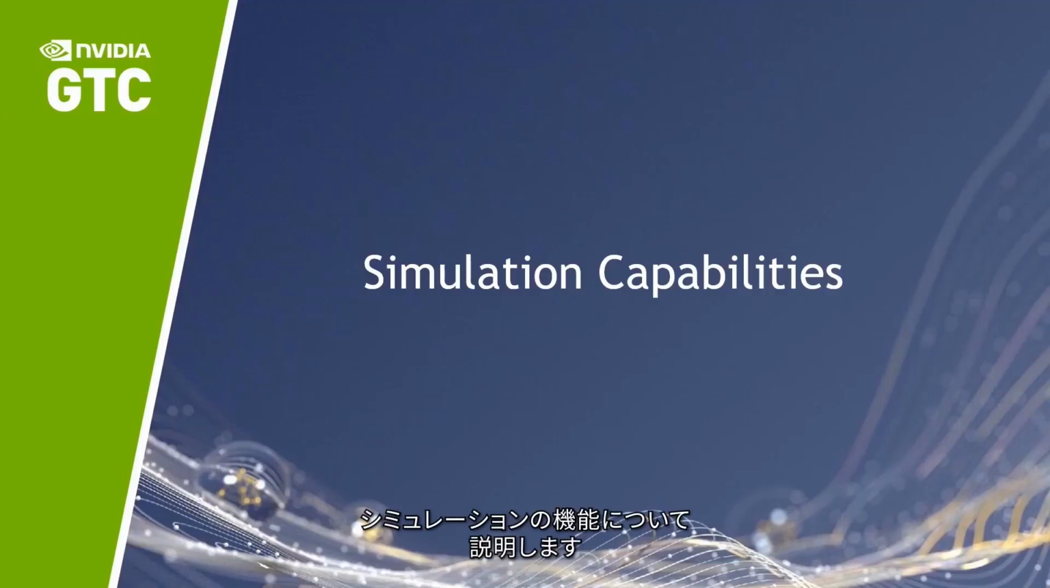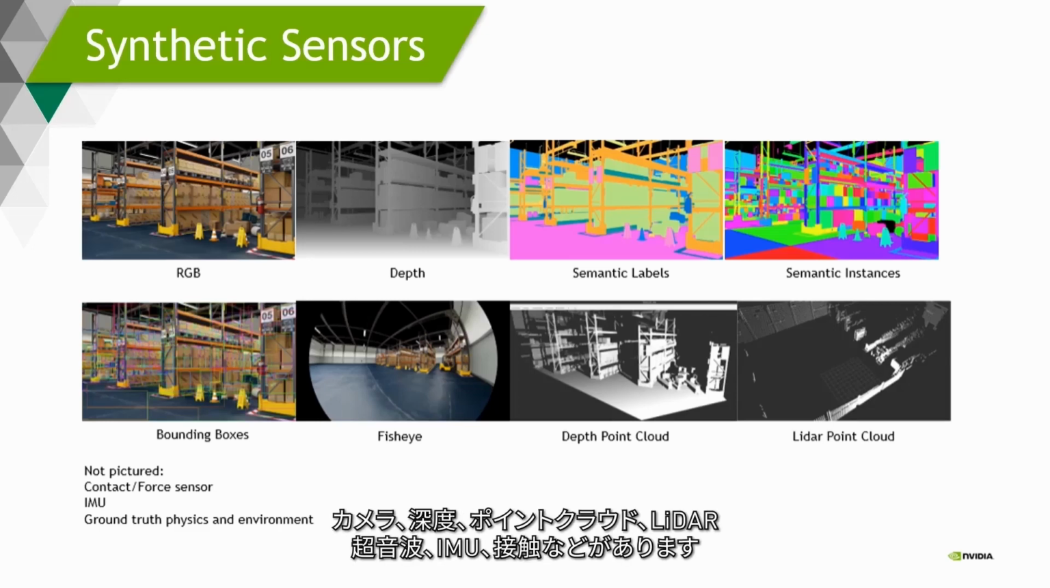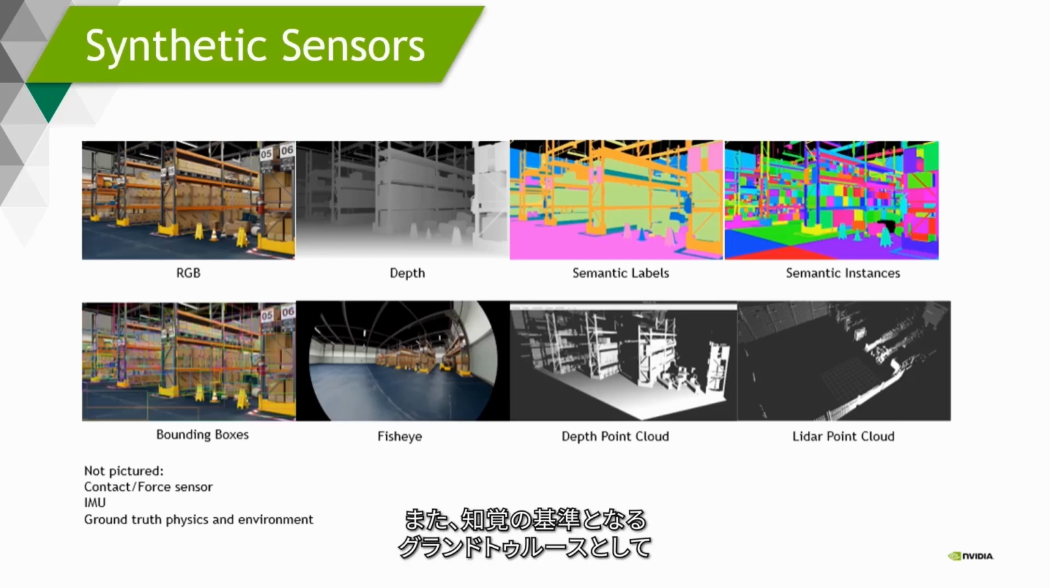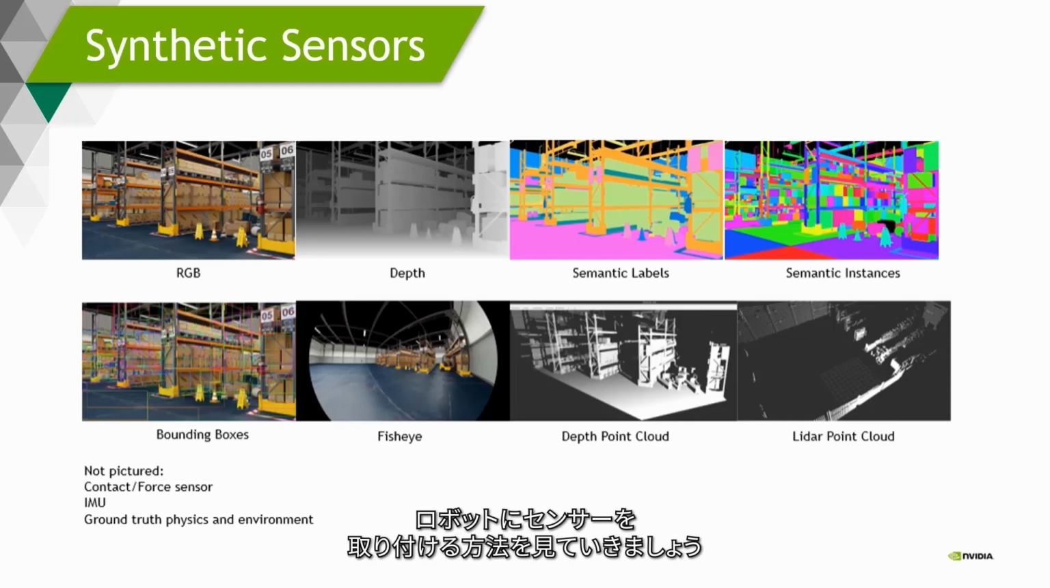Next, let's talk about what we can do in Isaac Sim. Isaac Sim offers a range of synthetic sensors, such as cameras, depth, point clouds, LiDAR, ultrasound, as well as IMUs and contact sensors. We also provide ground truth for some of the baseline perception, such as semantic labeling, segmentation, and bounding boxes. So now let's jump in and see how to attach some of these sensors to our robot.